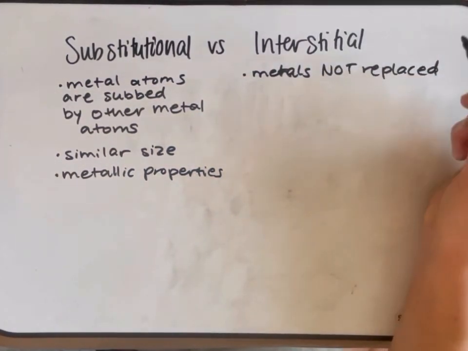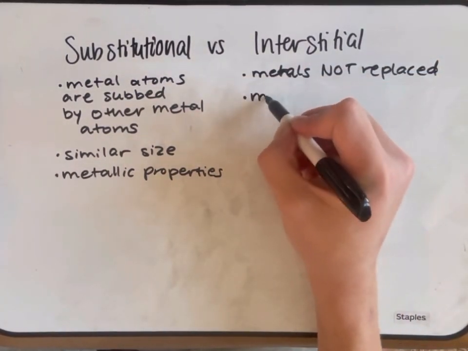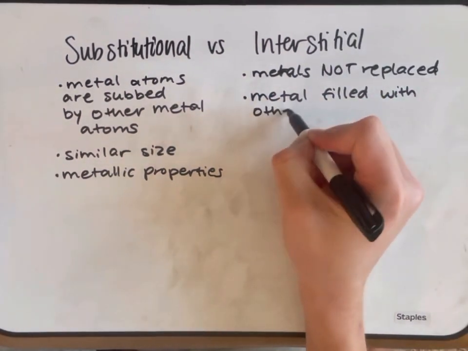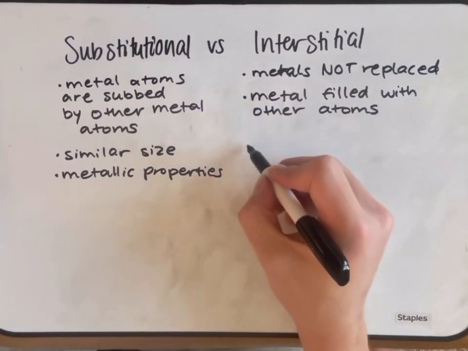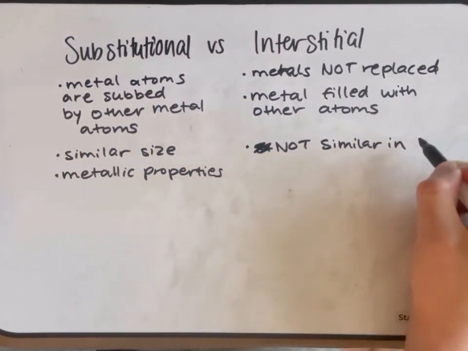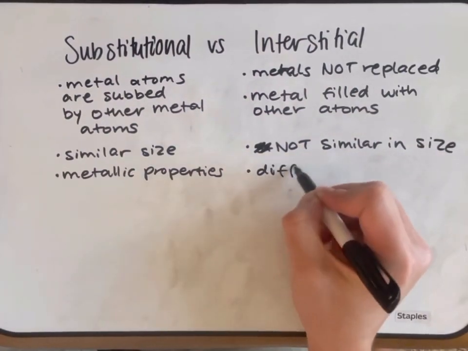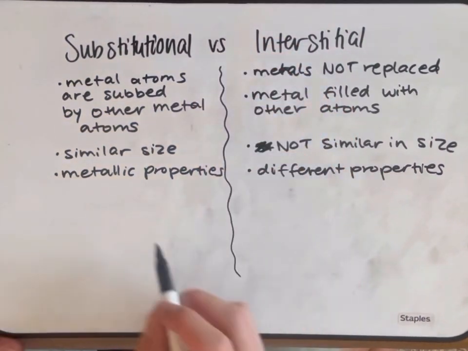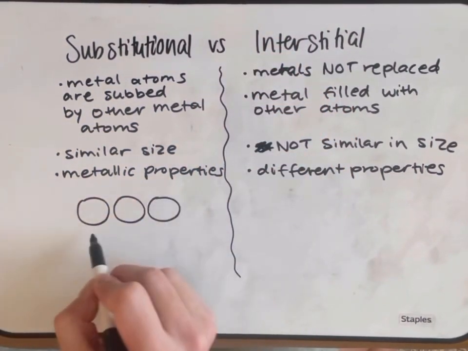However, for interstitial, metals are not replaced. Our metals are filled with other atoms, likely carbon or a certain gas. And they're not similar in size. That's very important to memorize. And they also have different properties. So let's draw a line and show a couple examples.